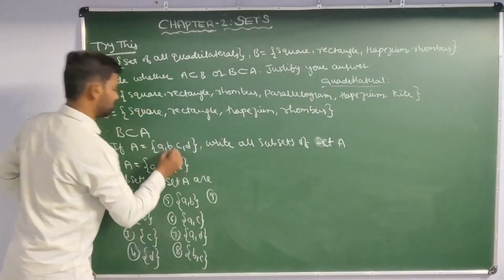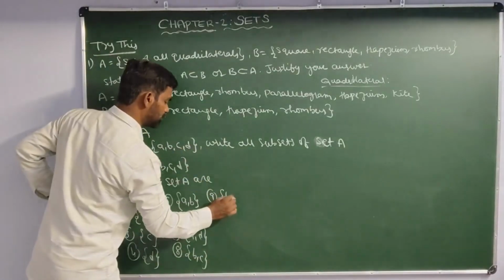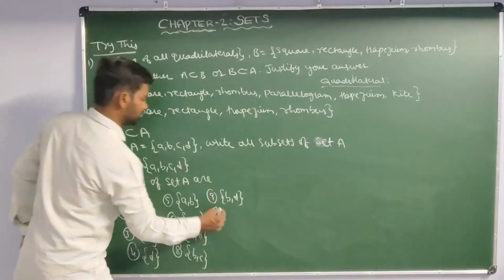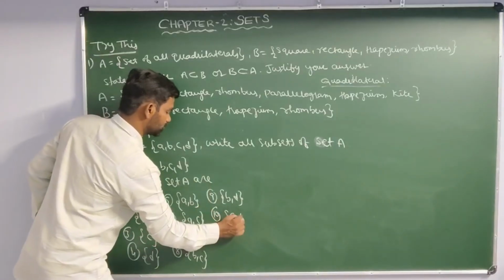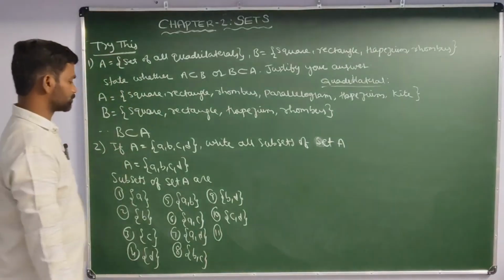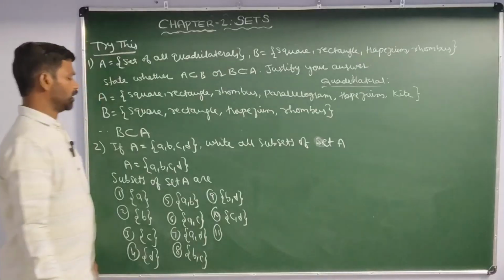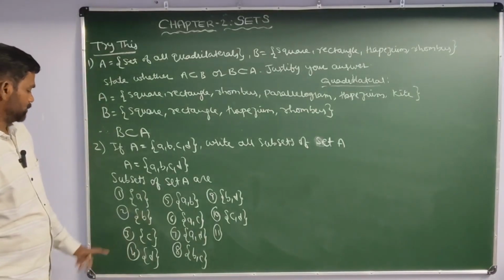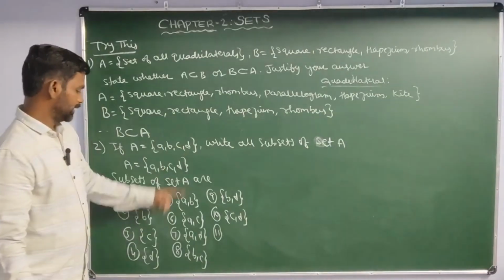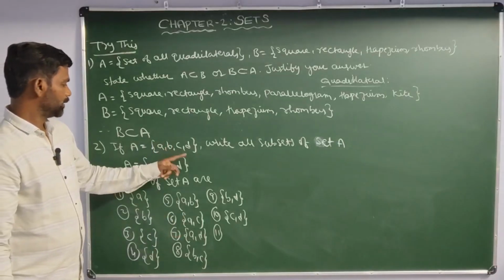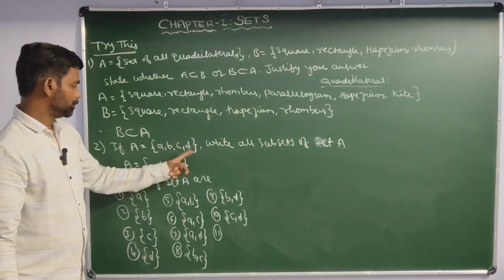And eighth one, it is B comma C. Ninth one, B comma D. 10th one, C comma D. Now all the two-element subsets are completed: we got AB, AC, AD, next BC, BD, CD.